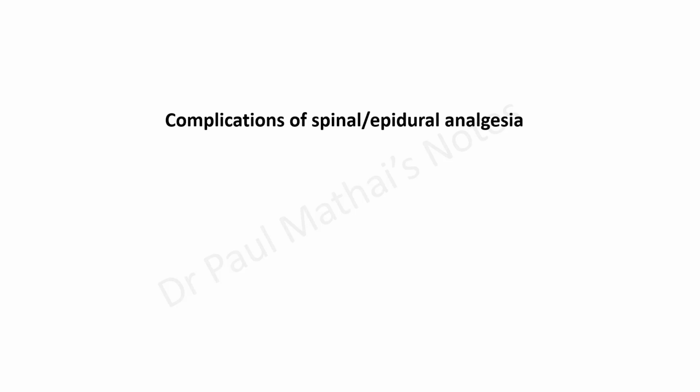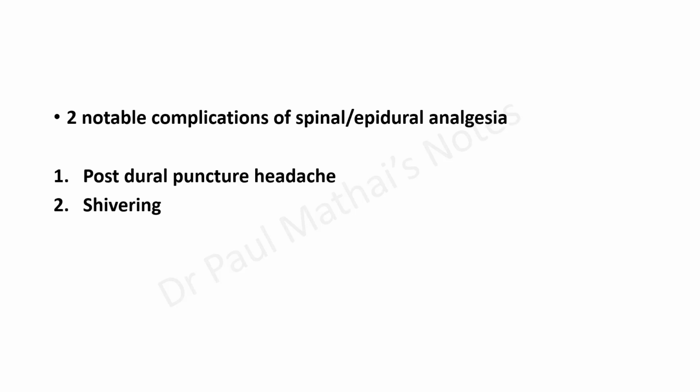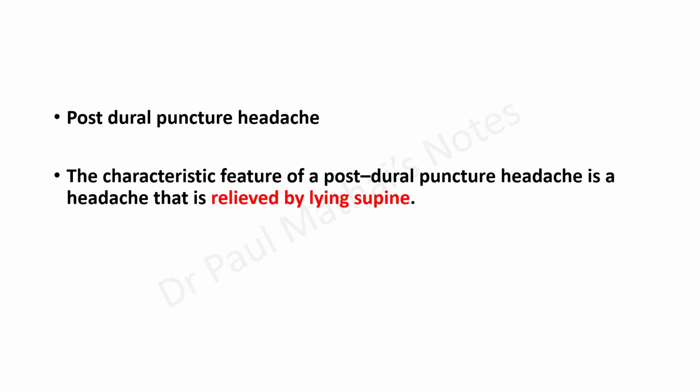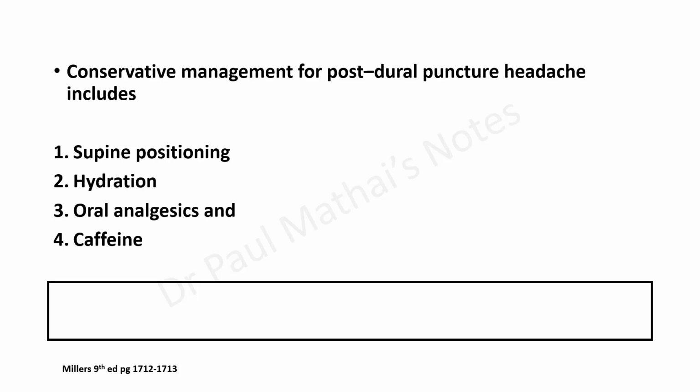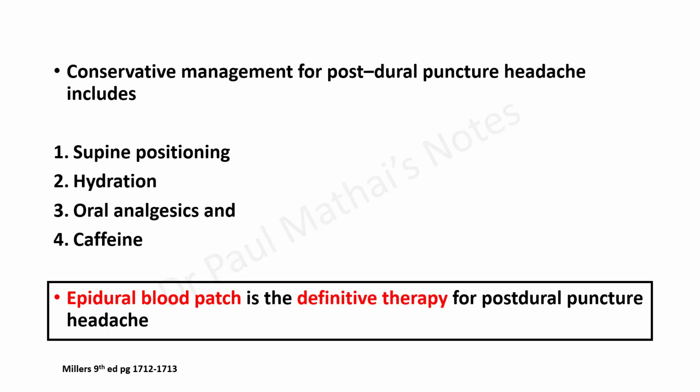Now, there are two important complications of spinal and epidural analgesia, and these include post-dural puncture headache and shivering. Now, regarding post-dural puncture headache, the characteristic feature of this phenomenon is a headache that is relieved by lying supine. Conservative management for post-dural puncture headache includes supine positioning, hydration, oral analgesics, and caffeine. The definitive treatment of post-dural puncture headache, however, includes the administration of epidural blood patch.